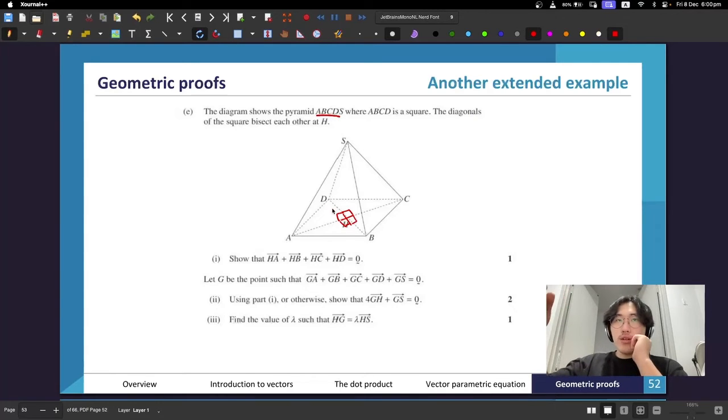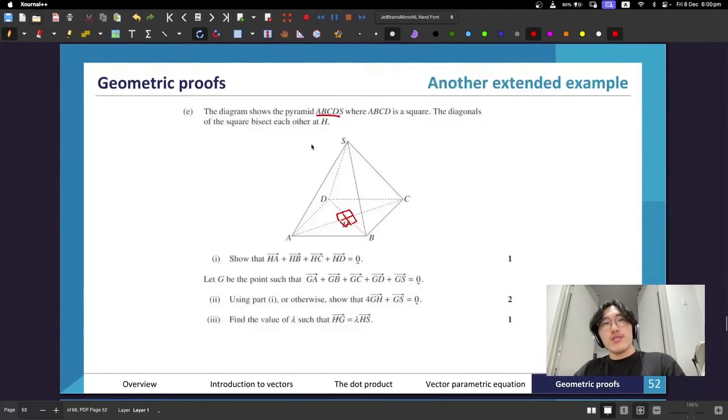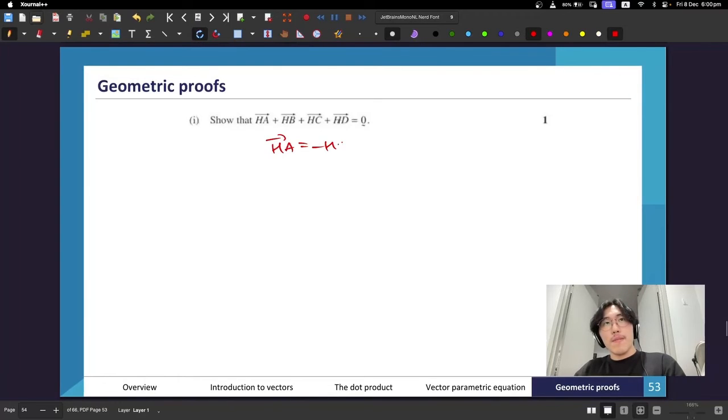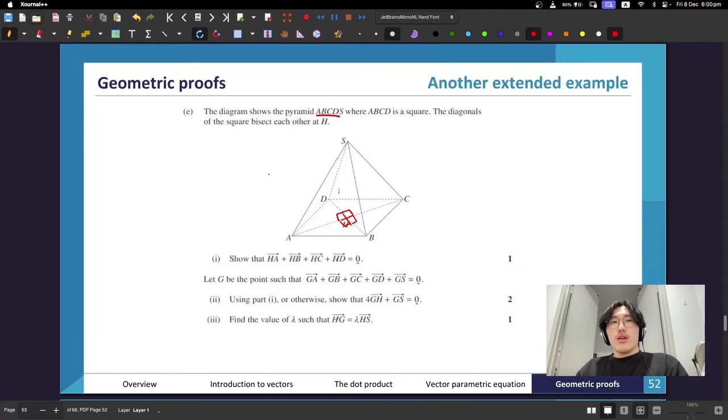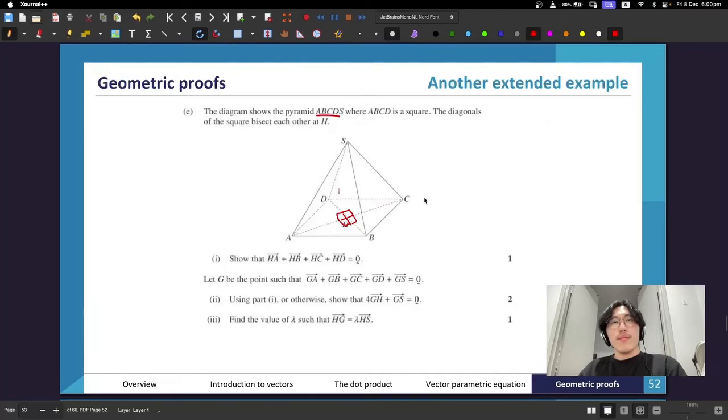So by the fact of bisecting these diagonals, HA is going to equal negative HC because it's the same magnitude but opposite direction. And HB equals negative HD. And then just subbing those in, you get HA plus HB minus HA minus HB, which equals 0. Cool.